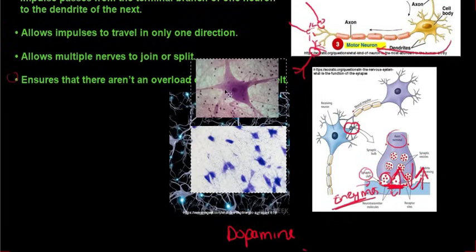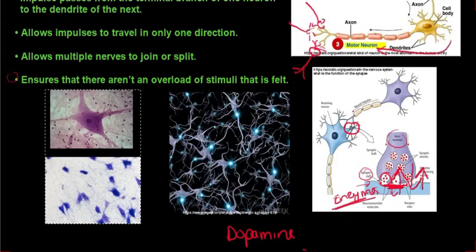I actually have 2 micrographs of neurons here. So it's a picture taken through a microscope of a neuron. So this is the cell body, the nucleus, and you can see there's multiple cell bodies next to each other. That's what the synapses are for, so it allows multiple nerves to join or split, as you can see in this picture over here.